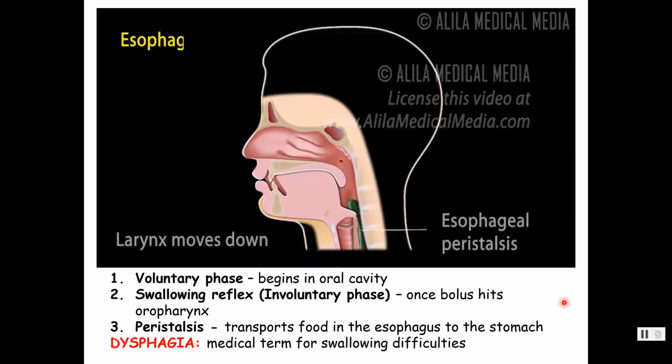Esophageal phase. Food bolus is propelled down the esophagus by peristalsis, a wave of muscular contraction that pushes the bolus ahead of it. The larynx moves down back to the original position.